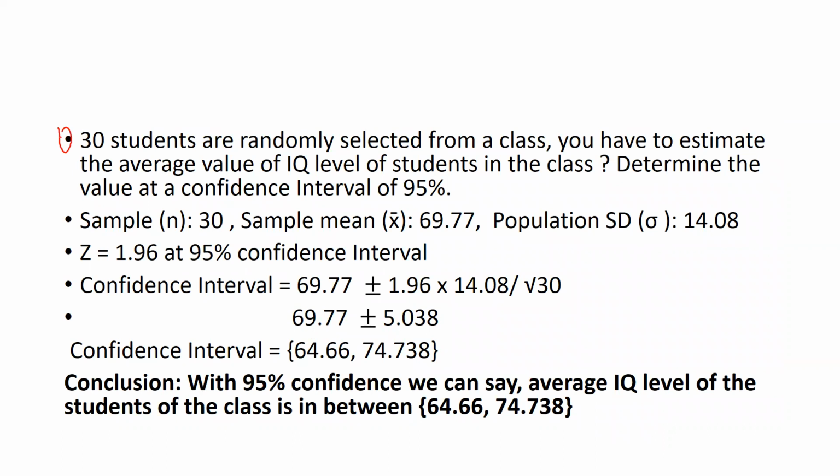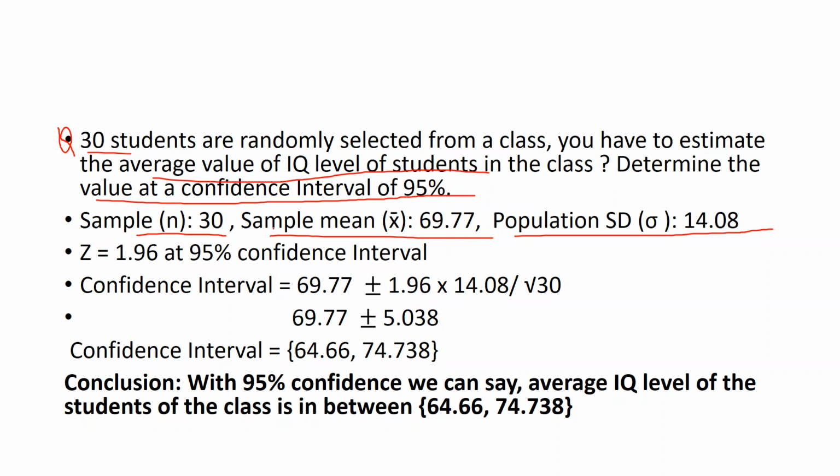One more example I just want to share with you. This is one of the questions. 30 students are randomly selected from a class. You have to estimate the average IQ level of students in the class. Determine the value at a confidence interval of 95%. So same as here. Sample size n is 30. Sample mean is given as 69.77. And population standard deviation is 14.08. So what do we have to do?